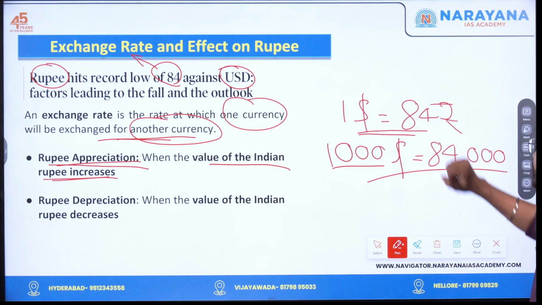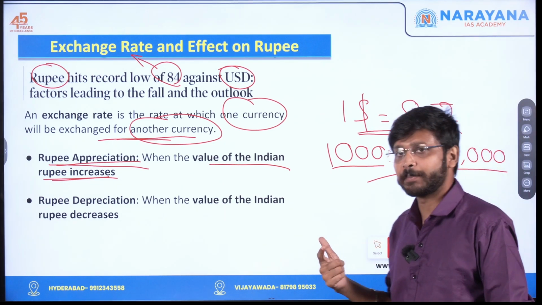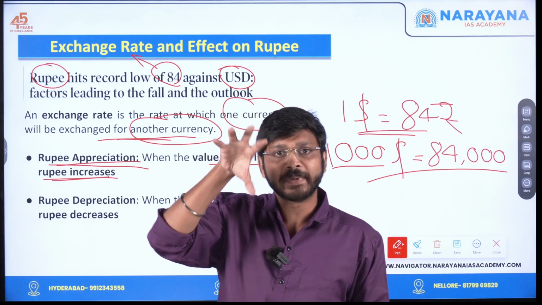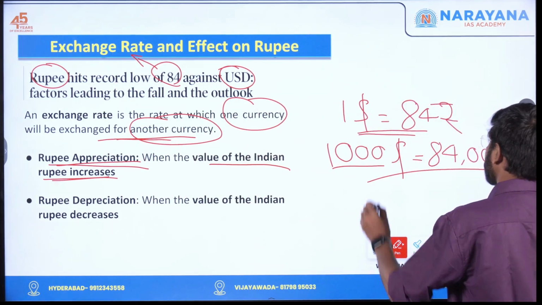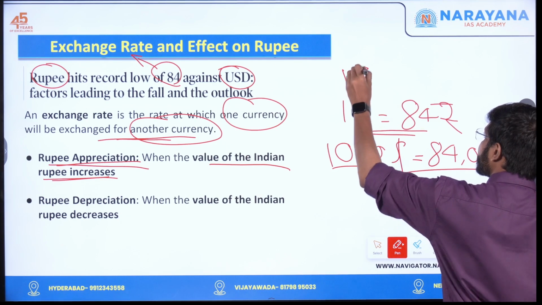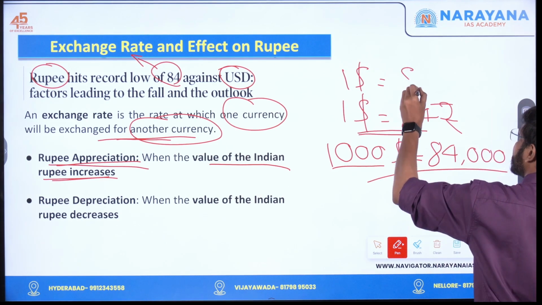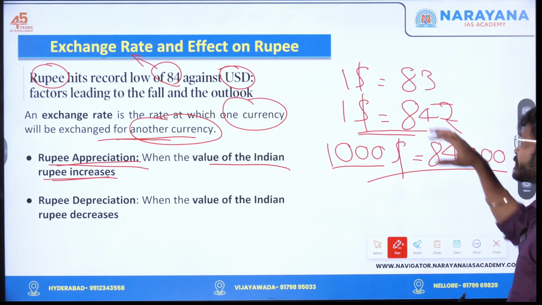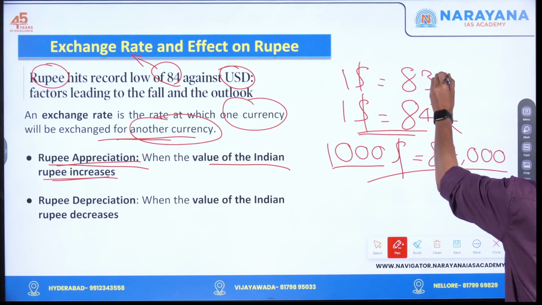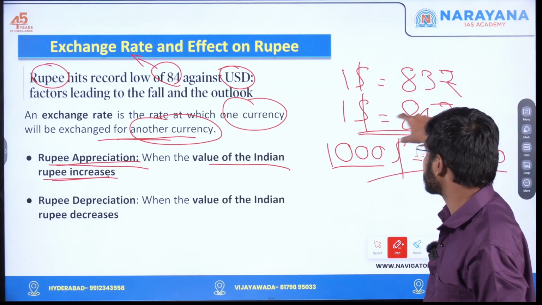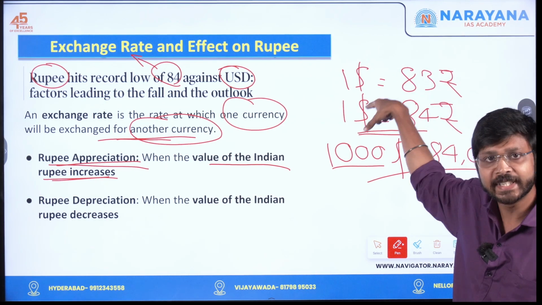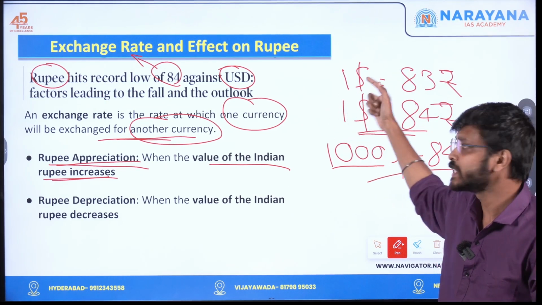Now $1 is equal to 84 rupees. Appreciation does not mean it moves up from 84 to 85. Here what is happening is $1 becomes 83 rupees. I'm just giving an example. If 84 is lowering to 83, we can say that Indian rupee is appreciating.